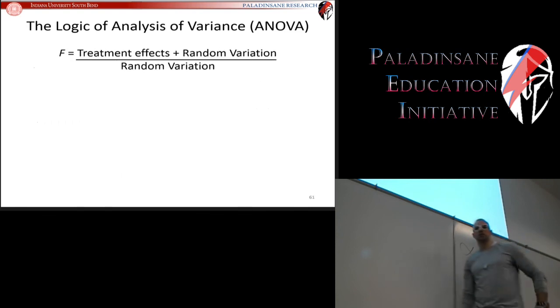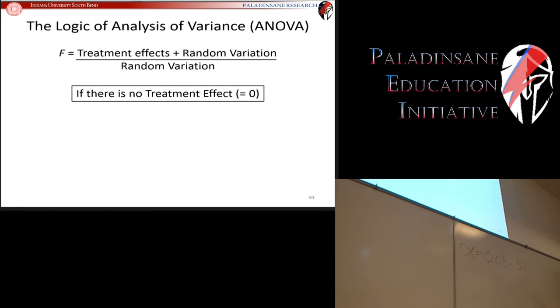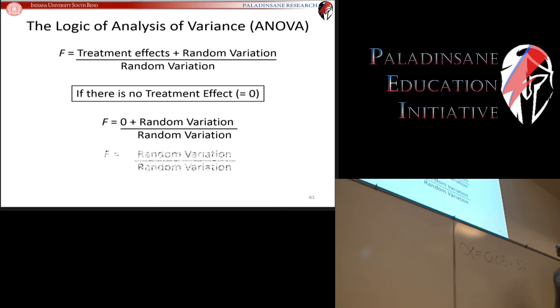So what happens to this formula? Well, let's start it off when there is no treatment effect. So if there's no treatment effect, that means that treatment effects equal 0, right? That's the definition of no treatment effects. What happens to your F statistic? Well, your F statistic, treatment effects plus random variation divided by random variation, becomes 0 plus random variation divided by random variation. 0 plus anything does not change that thing, so it equals random variation divided by random variation, and we know that one thing divided by itself is going to equal 1.